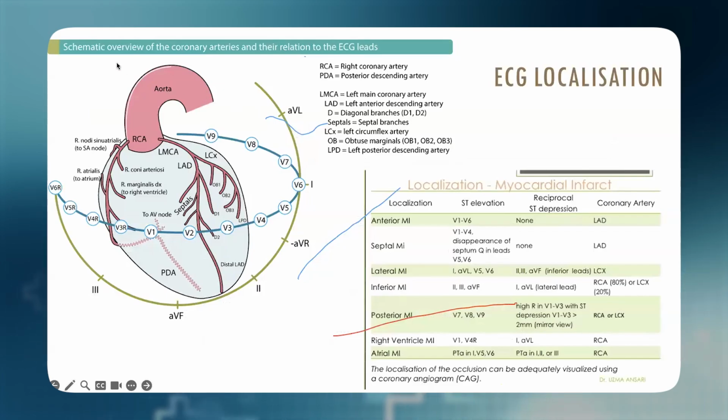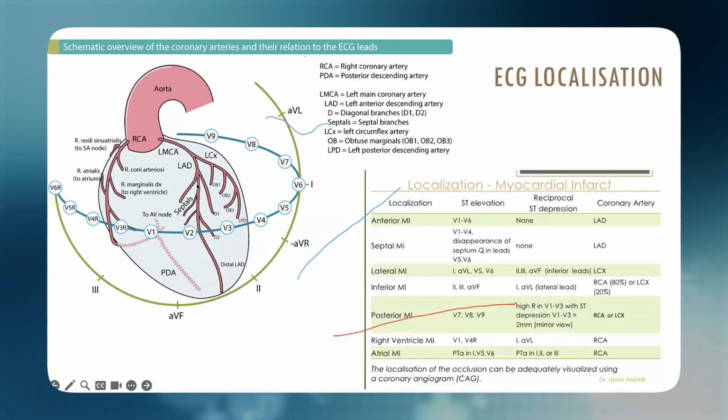We will come to ECG localization. ECG localization of STEMI. So you can see in this diagram we are placing the electrodes around the heart, and we have drawn the coronary arteries. So if the LCX is blocked, it supplies the lateral wall, so V5, V6, V7, V8 will show ST elevations.